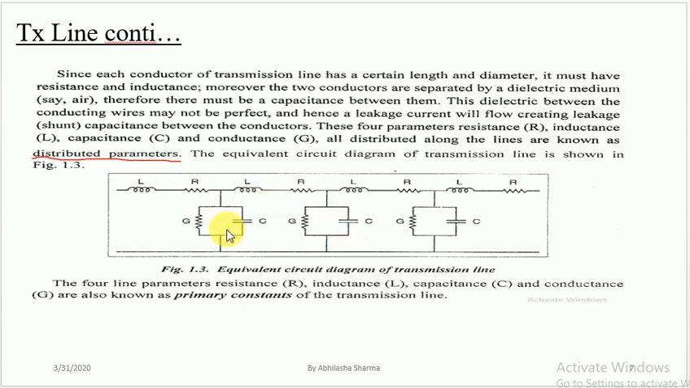So the parameters that we have to consider for the transmission line are resistance, inductance, capacitance and conductance, but they are calculated or defined per meter or per unit length, and these are called the primary constants or primary parameters of the transmission line.